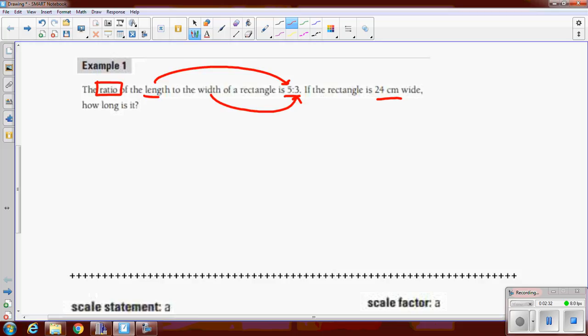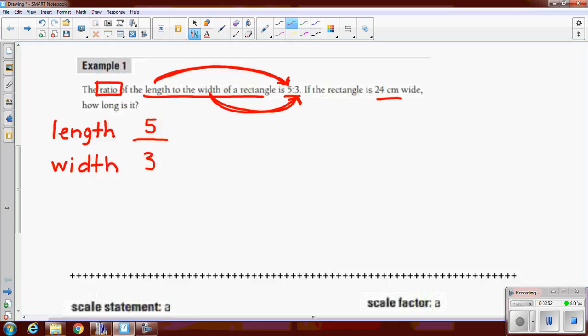This statement here is really important. It's saying the length to the width. So this is why this arrow is going to the first one. That's my length to the width. The second one is my width. So if I was to set it up, another way to write this is length to width. Well, 5 for a length, 3 for a width.